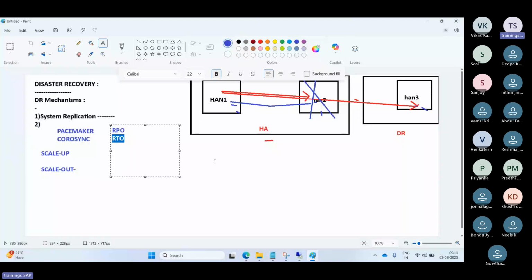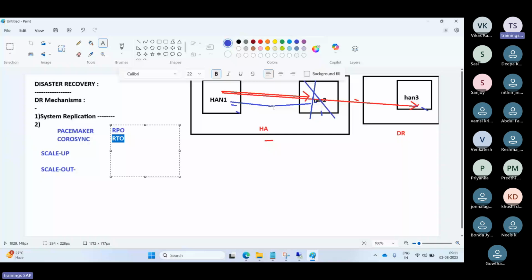So mainly you guys need to remember what is meant by RPO and RTO. Recovery point objective, recovery time objective. RPO means the maximum amount of data loss your business can tolerate during a system failure or disaster. So whenever any disaster happens, what is the maximum data loss? RPO means maximum amount of data loss.